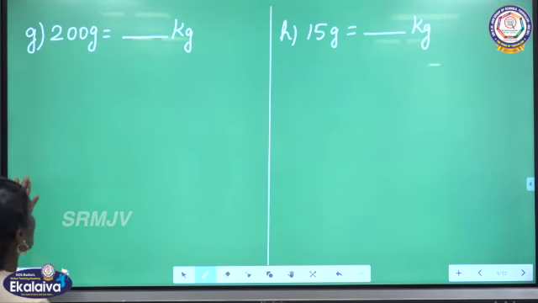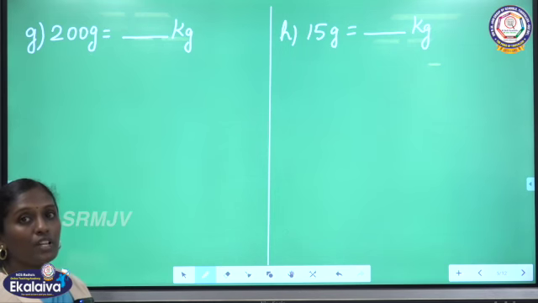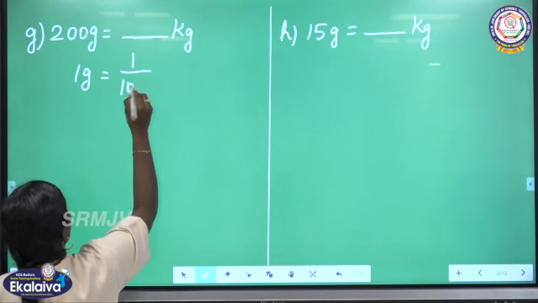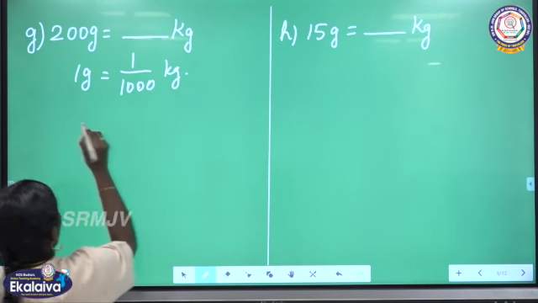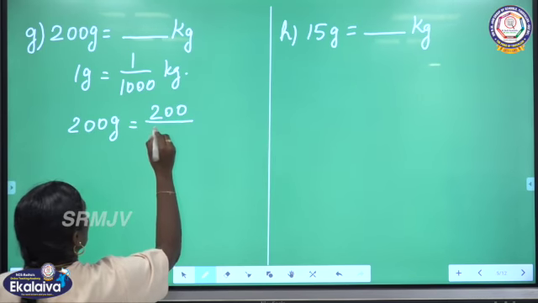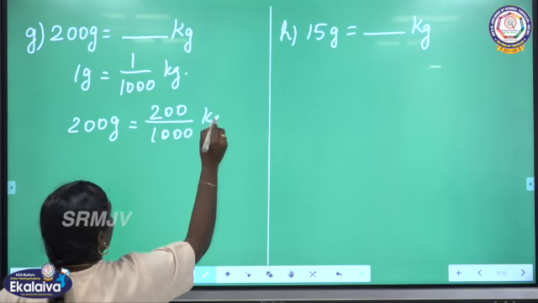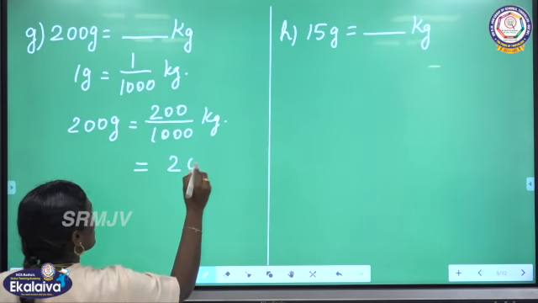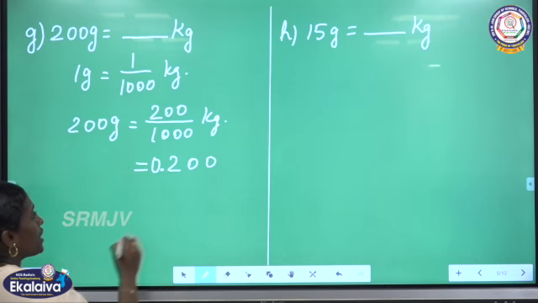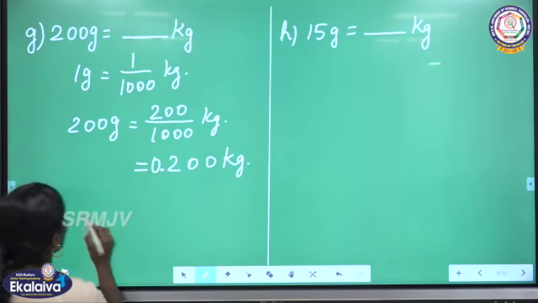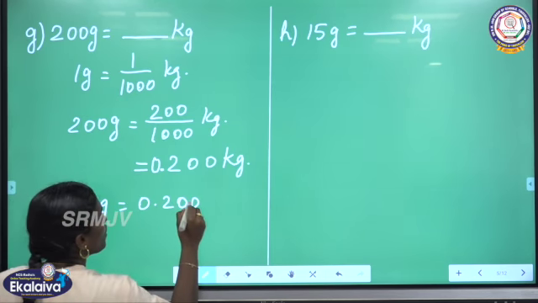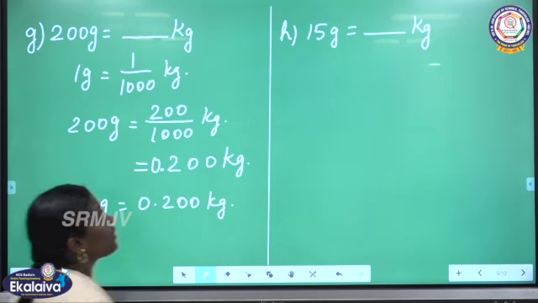The next one, gram to kilogram, smaller unit to greater unit, we have to use division. So 1 gram is equal to 1 by 1000 kilogram. Here we are having 200 gram is equal to 200 divided by 1000 kilogram. So we need 3 decimal places. So from the last, before 3 digits we have to keep the decimal point. The whole number part is 0. So 200 gram is equal to 0.200 kilogram.